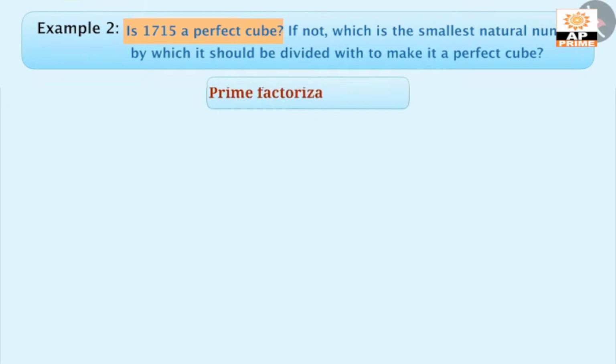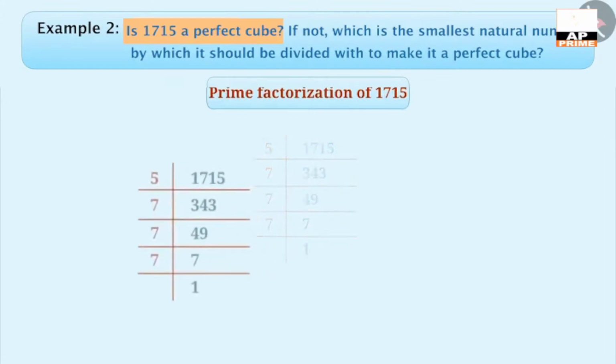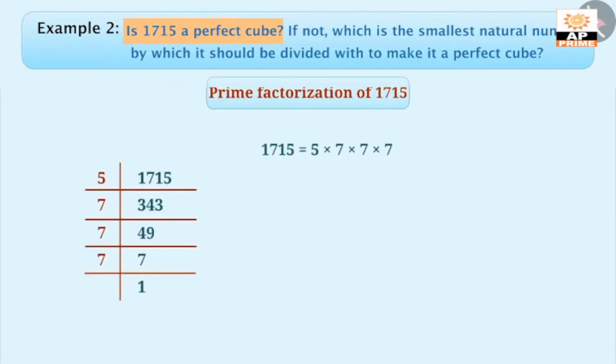For this, we have to do prime factorization of 1715. In this method, we divide the number by prime numbers until we get a prime number or 1. Like here, we will divide 1715 by 5, 7, 7 and 7 respectively. Now we can write 1715 as 5 multiplied by 7 multiplied by 7 multiplied by 7. We can write this as 5 multiplied by 7 to the power of 3.